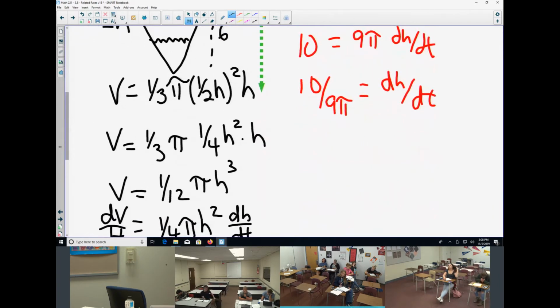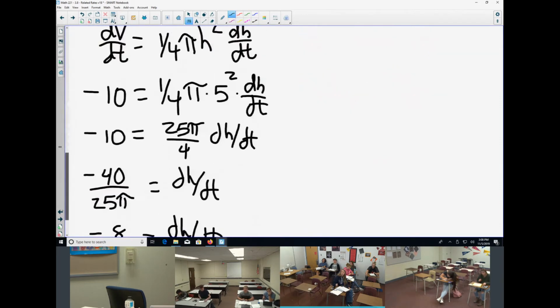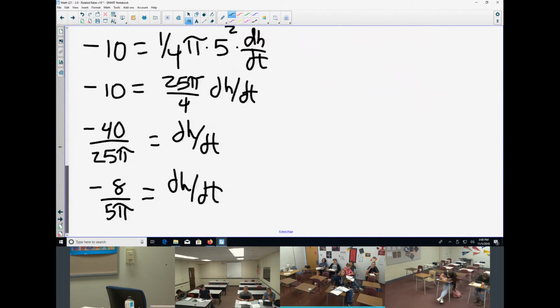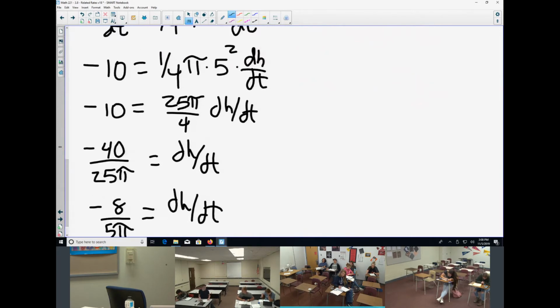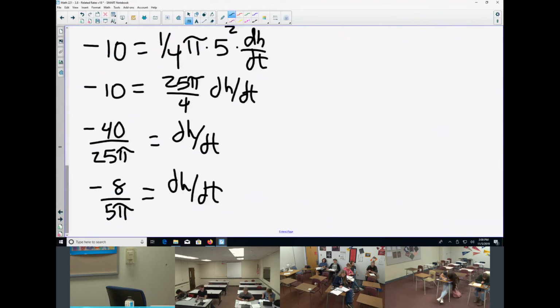Mr. Strong, what was the change in cone come out to again? The change in the height of the cone would be, you have the dV/dt and then just down at the bottom, so then you solve for dh/dt. That's the change in the height. So negative 8 over 5 pi.